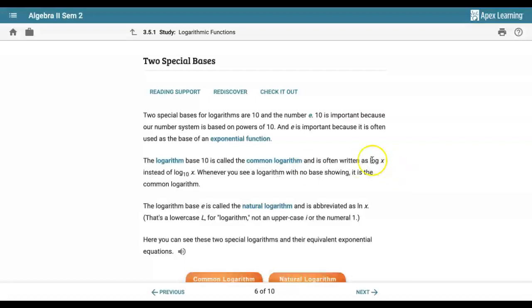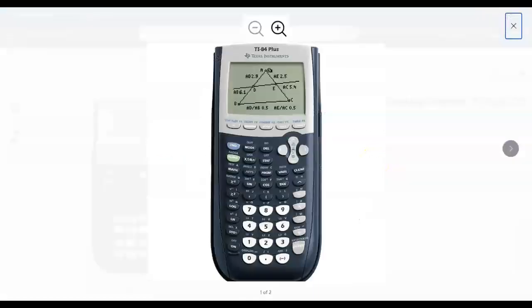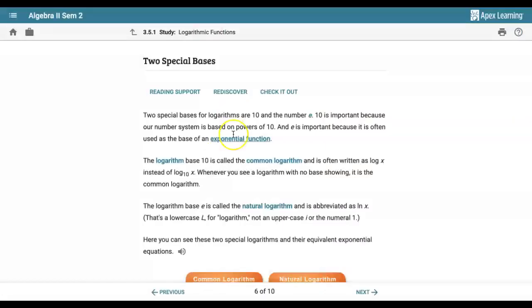Normally, when we're dealing with base 10, you probably will just see it as log by itself. So instead of writing log base 10 of x, with this common logarithm, we just write it as log of x. And on your graphing calculator, you actually have a log button. It is the 4th button up on your graphing calculator. That log button is log base 10. That assumes base 10.